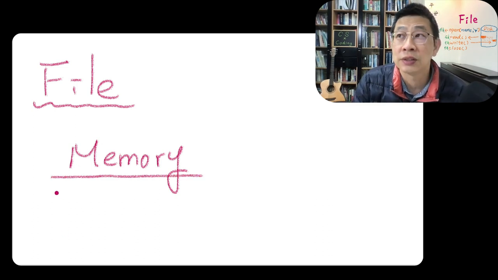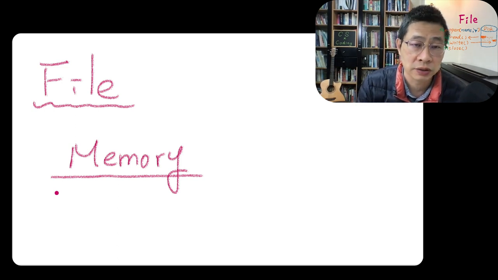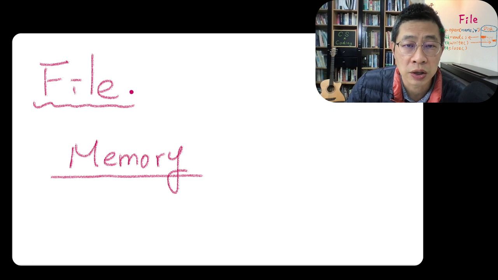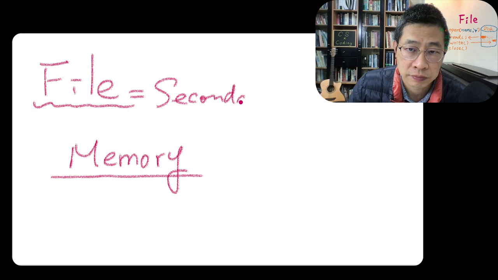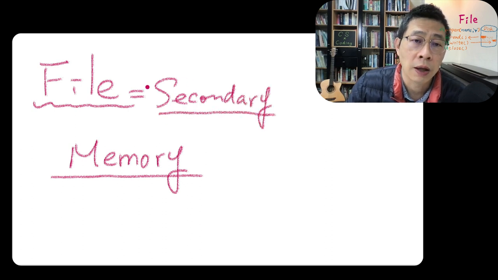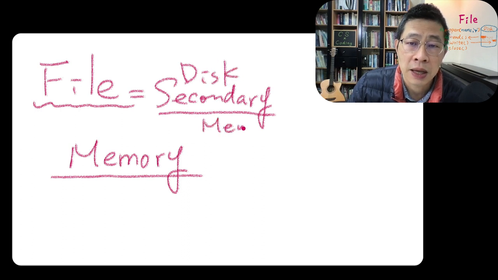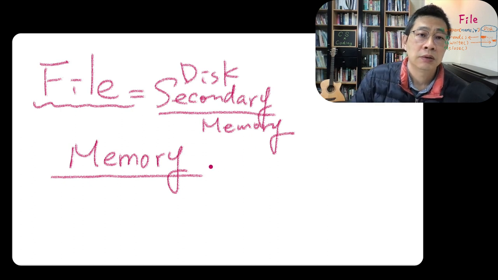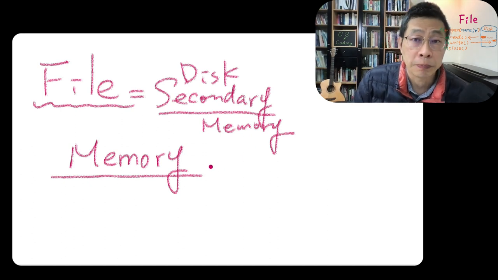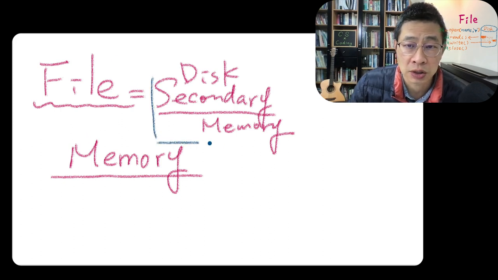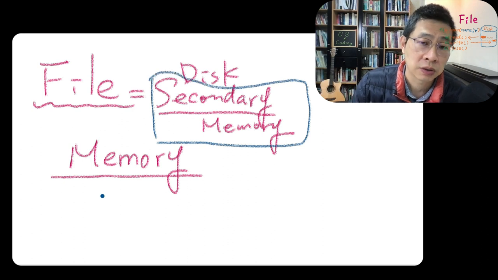Memory is volatile. They will just disappear. The data will disappear without the power. The file, we call it secondary memory. Although it's on the disk, it can still keep the data without power support. So that is why we need to write back to the secondary memory so that we can keep the data.